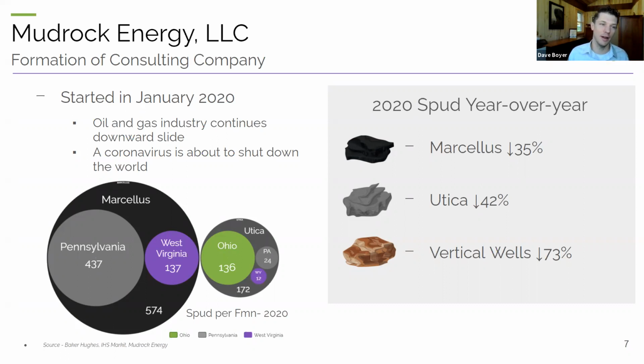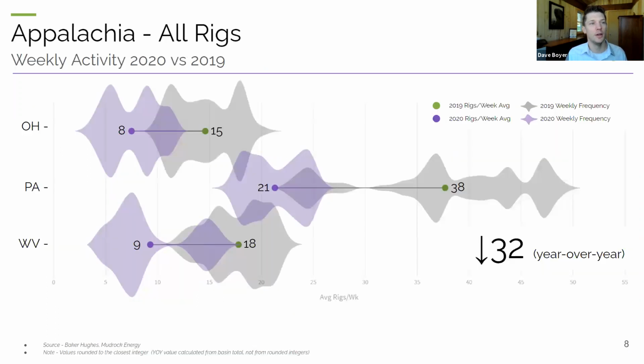And a lot of that obviously had to do with this coronavirus that was about to shut down the world. And so if we look at this another way, looking at oil and gas activity, you can look at all activity on all rigs in Appalachia. This is a frequency chart of wells per week. For example, here in West Virginia, back in 2020, most of the weeks we had 7 rigs operating. But for the year average, we were about 9.